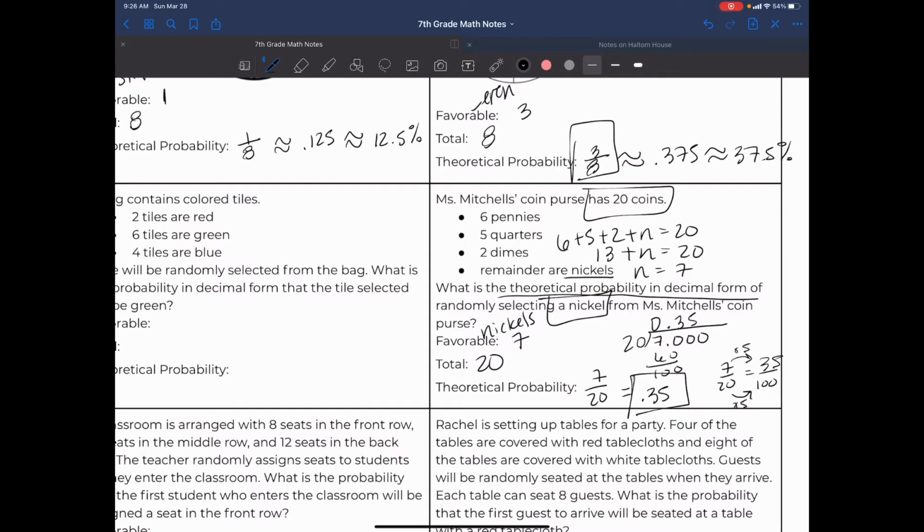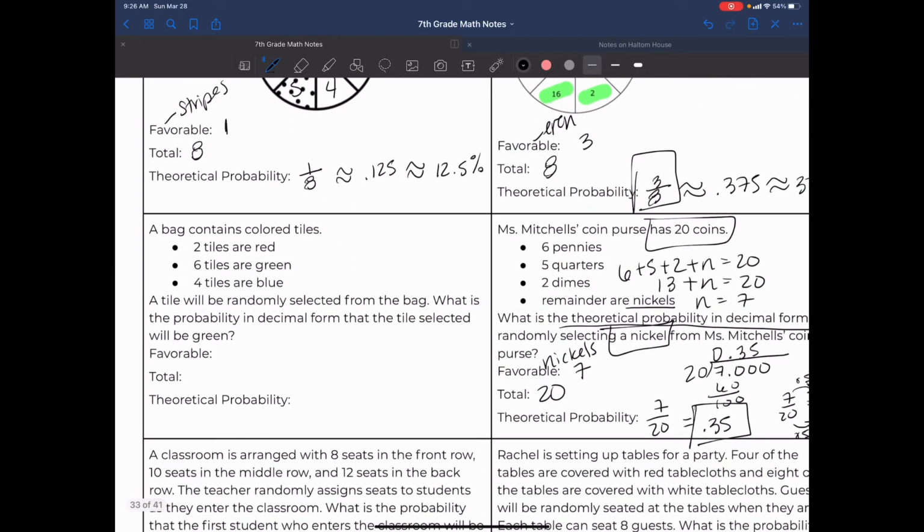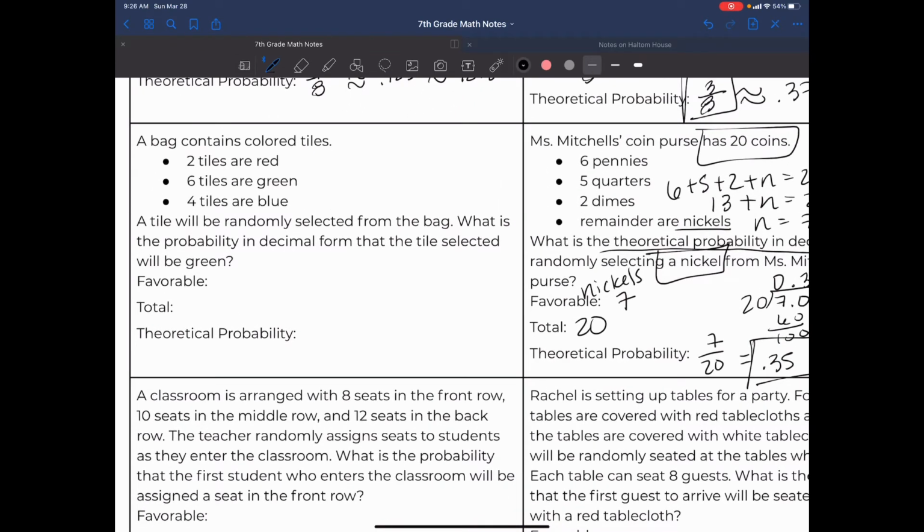So in this case, I could have used either strategy to get to my answer of the theoretical probability of pulling a nickel out of the coin purse is 35% or 7/20. Okay, gorgeous humans. Try your hand at the bag of tiles.